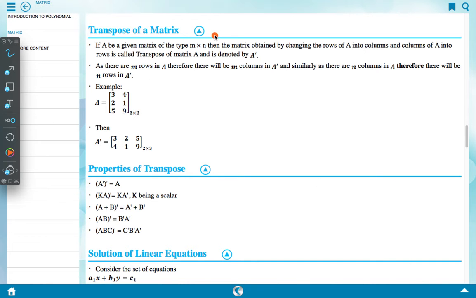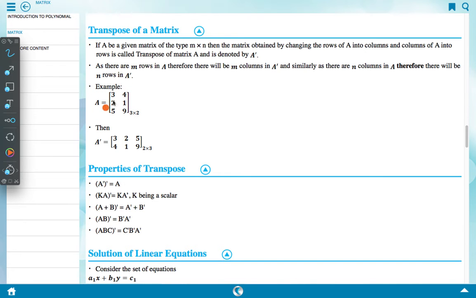Transpose of a matrix. If A is a given matrix of the type m into n, then the matrix obtained by changing the rows of A into columns and columns of A into rows is called the transpose of the matrix and is denoted by A'. Here, as there are m rows in A, there will be m columns in A transpose, and similarly, as there are n columns in A, there will be n rows in A transpose.